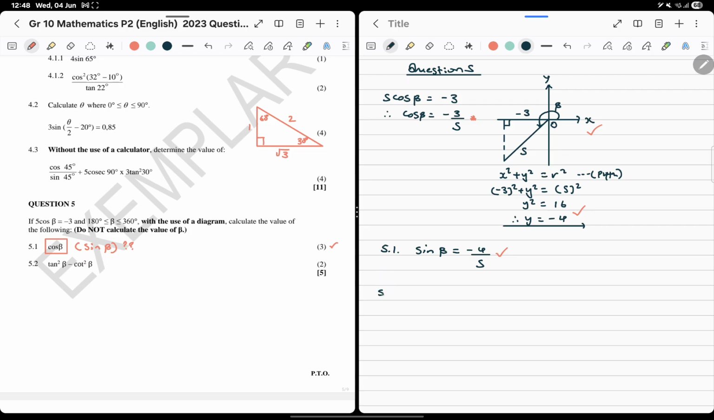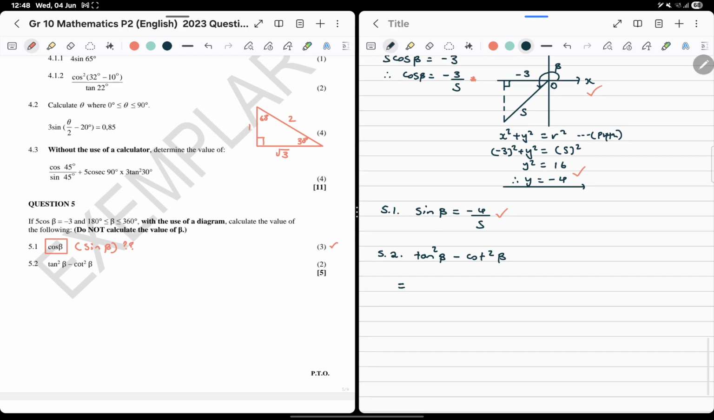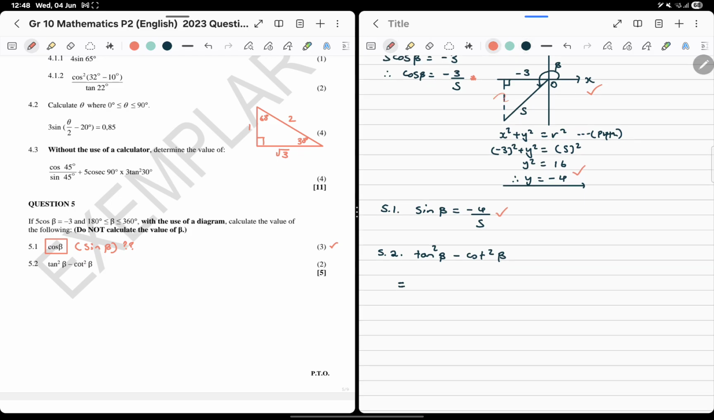Anyway, 5.2, we need to evaluate tan squared beta minus cot squared beta. And by the way, nobody said we should not use a calculator here. But anyway, with the aid of a diagram, it's almost like do it semi-manually. It's not exactly manual, but semi-manual. Anyway, so tan beta, what is it? Opposite over adjacent. Oops, I forgot to indicate here.